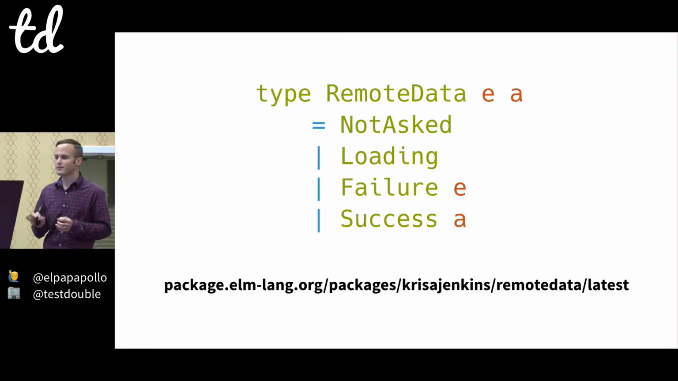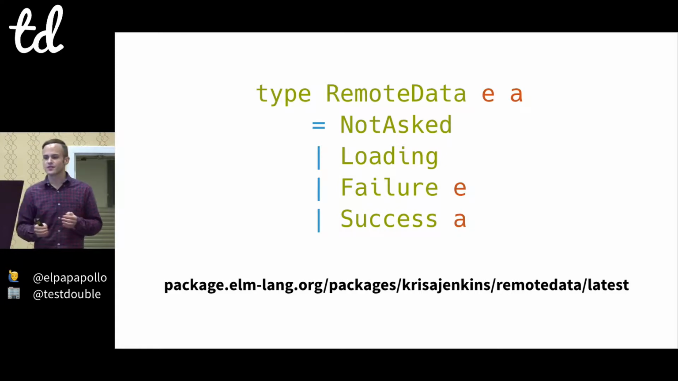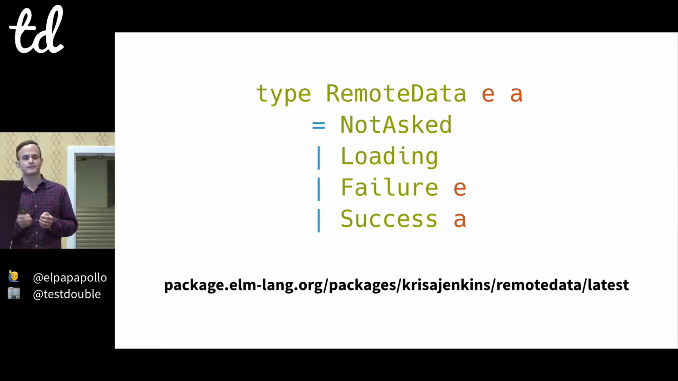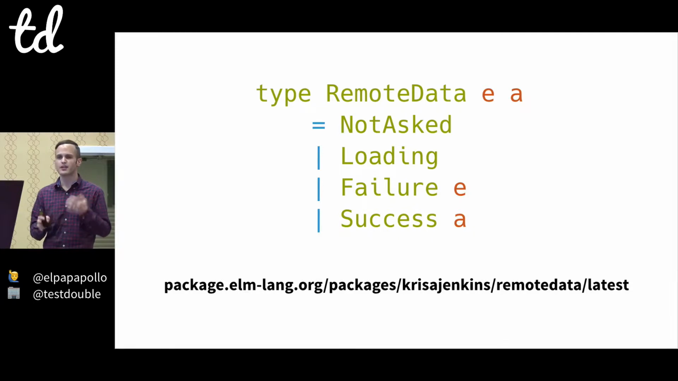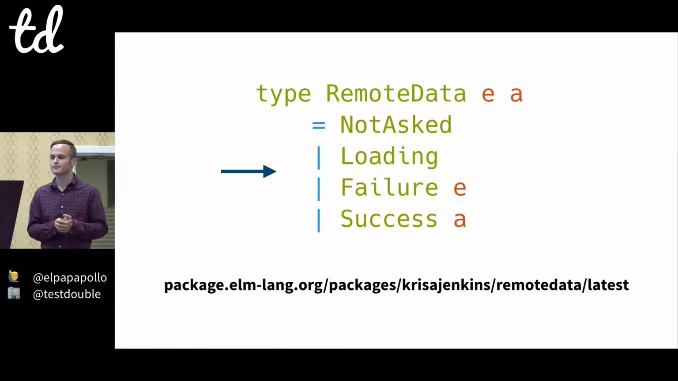So this is such a common paradigm with fetching remote data in Elm that there's actually already a library for doing most of this. There's this remote data package from Chris Jenkins that offers this reusable union type called remote data. And the remote data union type is just like our remote doggo type, but with a couple differences. Some of the constructors are named a little differently, but they still map one-to-one. Not asked maps to ready, loading maps to fetching, failure maps to error, and success stays the same.